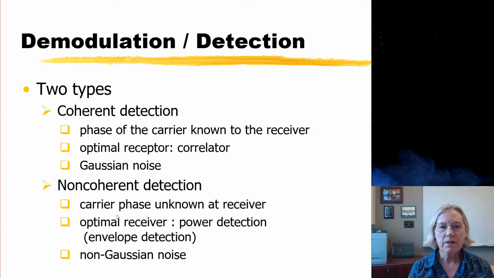So the first type is known as coherent detection, and then the opposite of that would be non-coherent detection. And what does coherent detection mean? It can mean different things in different contexts, so I want to make sure that for this class it's very clear what the definition is that we're applying. And a coherent system is one where the phase of the carrier is known to the receiver.